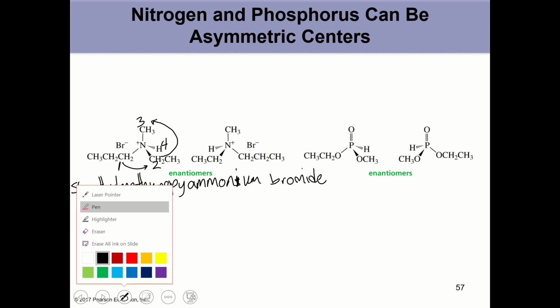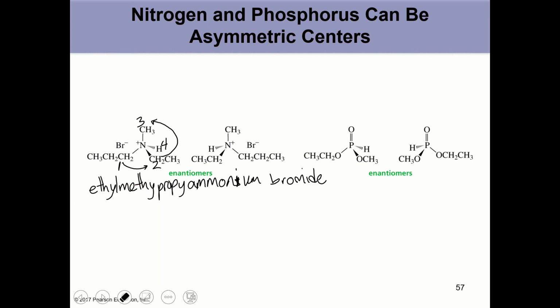and we need to put the location of what is S. So I'm going to say NS, ethyl methyl propyl ammonium bromide. At the nitrogen, the configuration is S, and it's ethyl methyl propyl ammonium bromide. That means that this is R, and that would be NR, ethyl methyl propyl ammonium bromide. So that R is the stereoisomer at the nitrogen.